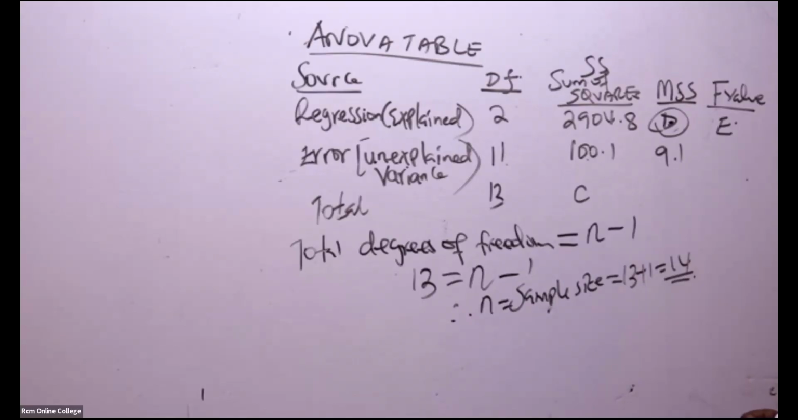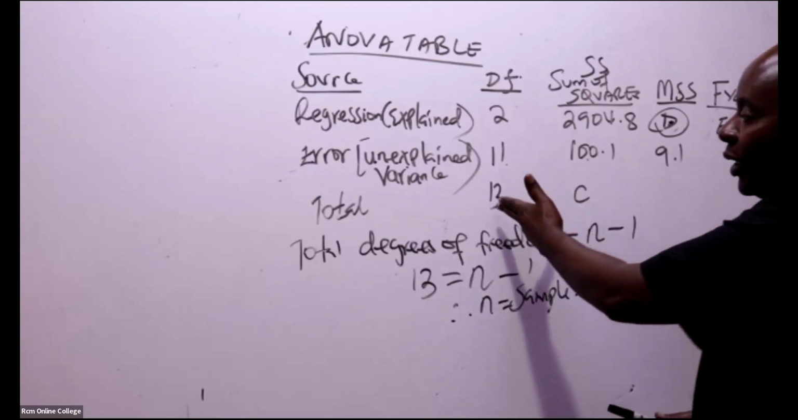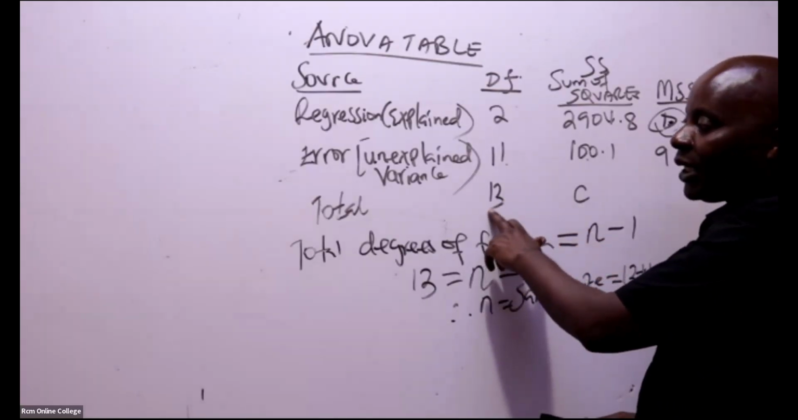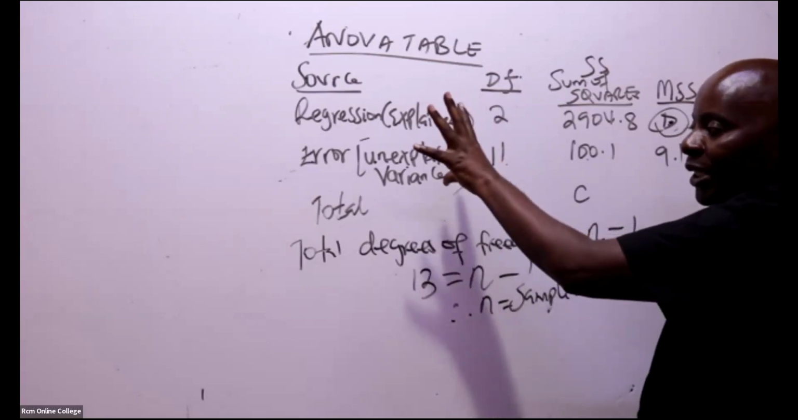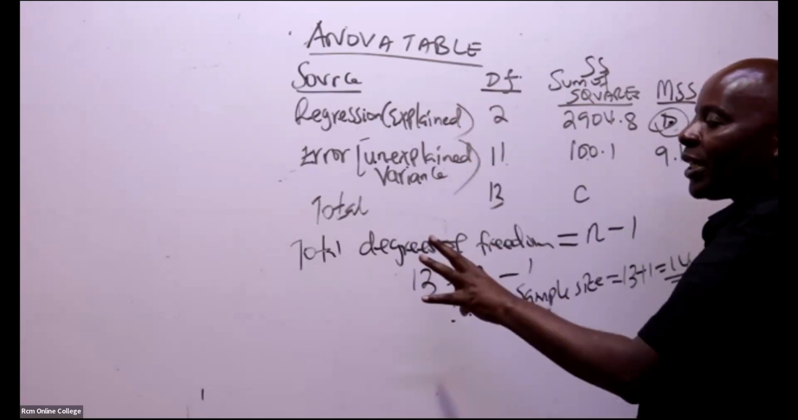So we must really be prepared, because nobody will give you these degrees of freedom at this level. At this level, they'll expect you to calculate. They'll give you the sample size. They'll joke around with you and tell you the sample size is 14.